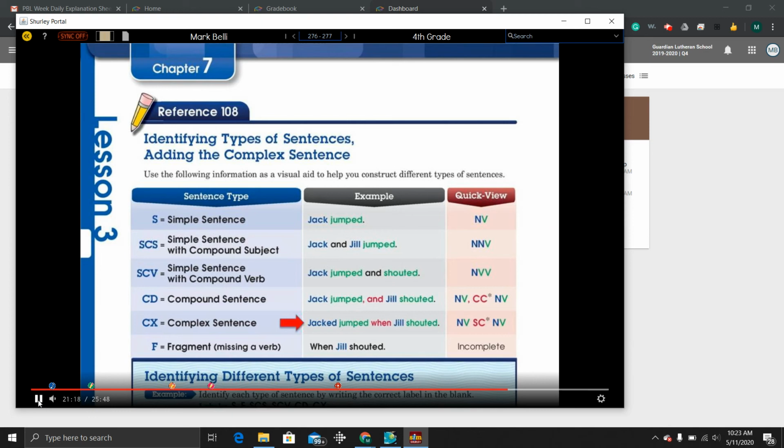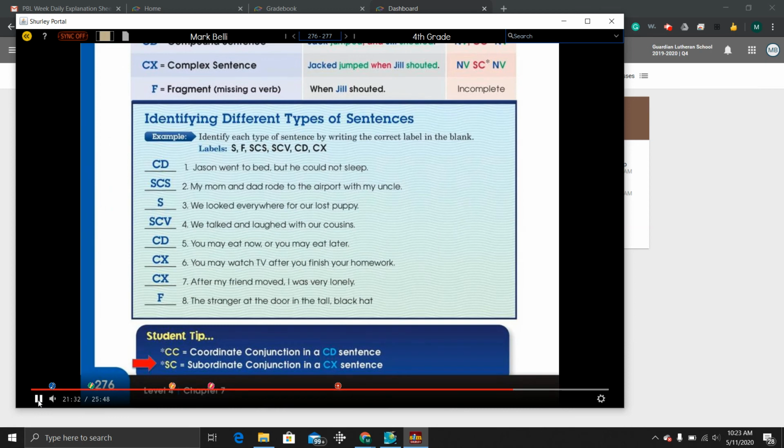Jack jumped when Jill shouted. All right, now this probably should say Jack jumped when Mr. Belli shouted. That would make sense, and I could see Jack jumping then. When you look at the quick view for the complex sentence, you can see that the red capital SC is representing the subordinate conjunction that is attached to the dependent clause. Remember, capital SC will stand for subordinate conjunction in a complex sentence.